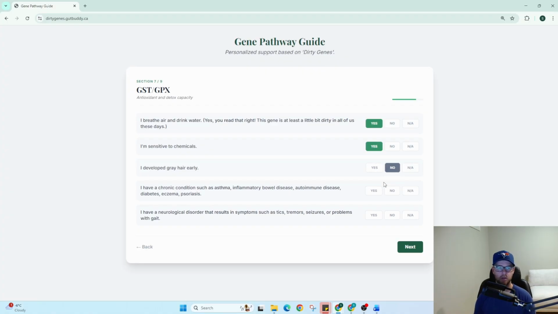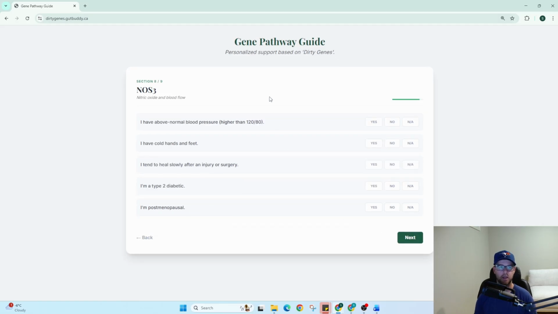I have chronic conditions such as asthma, inflammatory bowel disease, autoimmune disease, diabetes, eczema, or psoriasis. I have a neurological disorder that results in symptoms such as tics, tremors, seizures, or problems with gait.